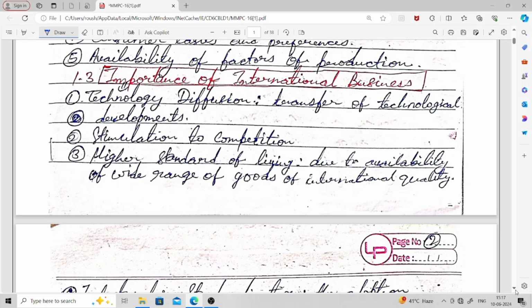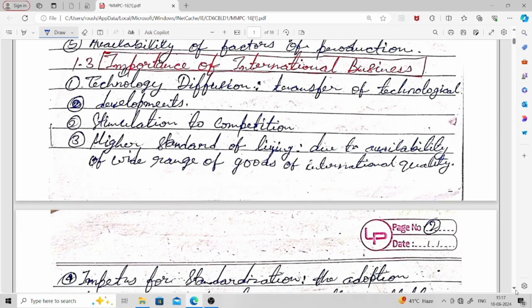Then we have the next topic, the importance of international business. So what is the importance of international business? The first thing given is technology diffusion. Technology diffusion here means the transfer of technological development. It means whenever there is international business or international trade, the technology developed in one country is transferred to another country. That is the benefit of international trade.